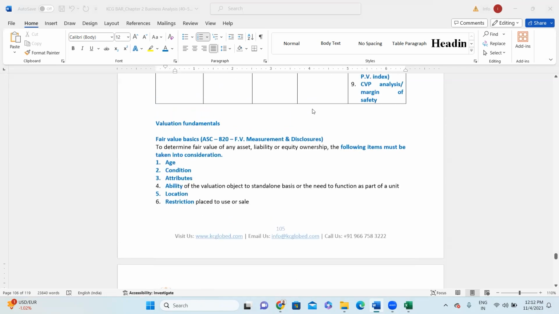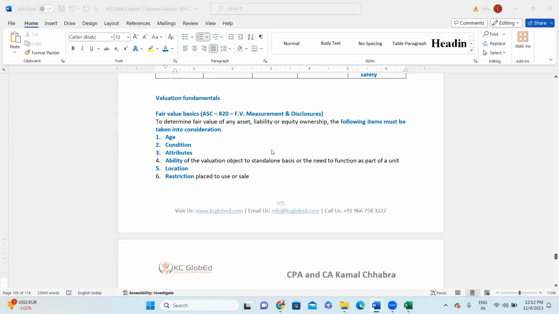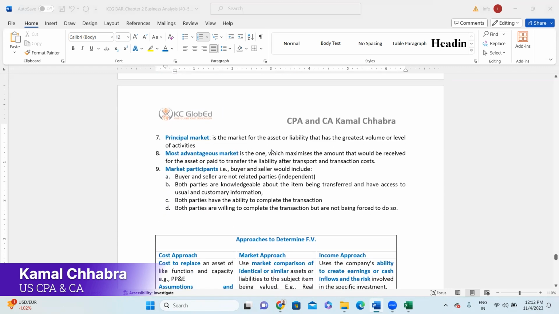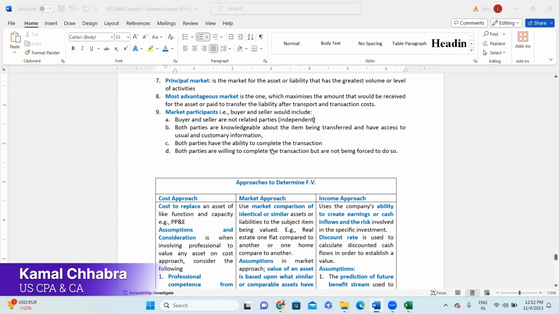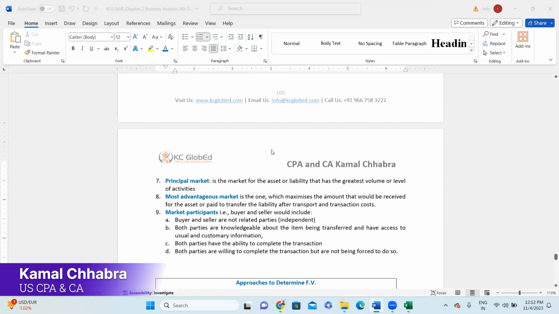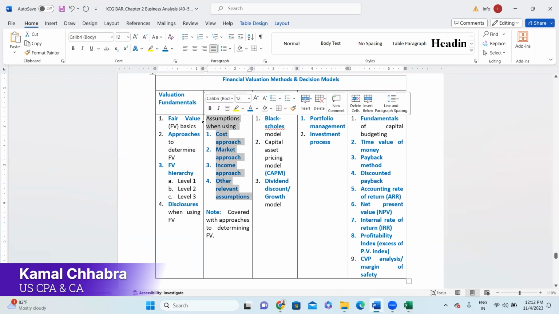Really quick, just to refresh what we have discussed. Valuation fundamentals: you need to understand the age of the asset, condition of the asset, attributes of the asset, ability for the valuation, restrictions if there are any, place, market, principal market, most advantageous market, and the market participant. Those definitions we understood. Now let's jump onto the approaches. Approaches to determine fair market value. So far we have studied fair value basics. Now we are at approaches to determine fair market value. This and the next topic are clubbed together. We'll be studying approaches and the assumptions to the approaches together.